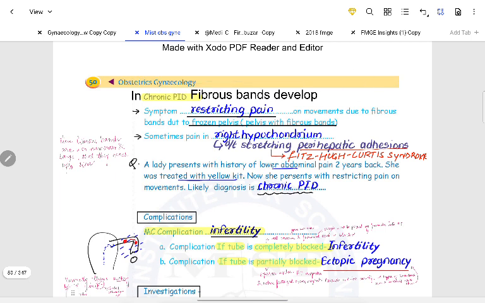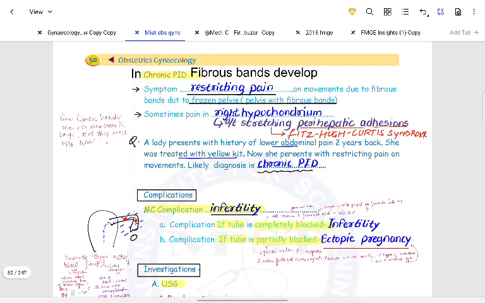So a lady presents with lower abdominal pain 2 years back, and she was treated with yellow kit. Now she presents with restricting pain on movements, likely diagnosis chronic PID, because even if there is no pain in the right hypochondrium, overall chronic PID causes restricting pain due to presence of fibrous bands. It is known as frozen pelvis with fibrous bands.